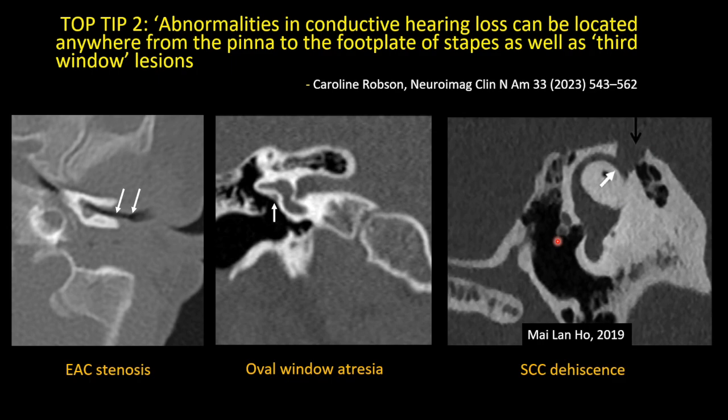Third window lesions can also have abnormal communication between the inner ear structures and middle ear cavity. Essentially what happens in the presence of third window lesions is that acoustic energy that is inputted at the oval window is shunted, and this results in reduced perception of the air conducted sounds. It is a form of pseudoconductive hearing loss.